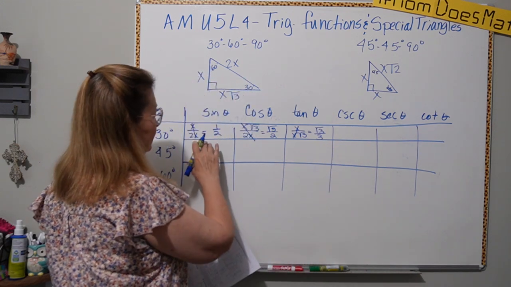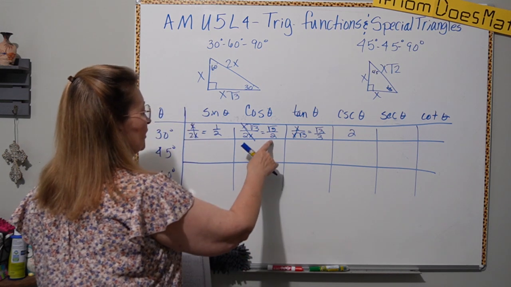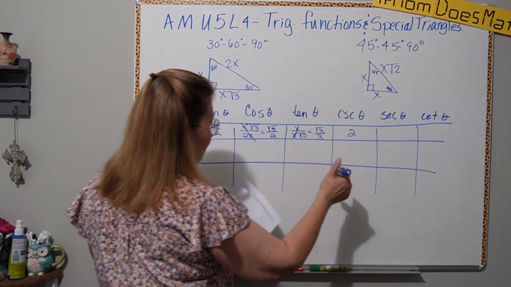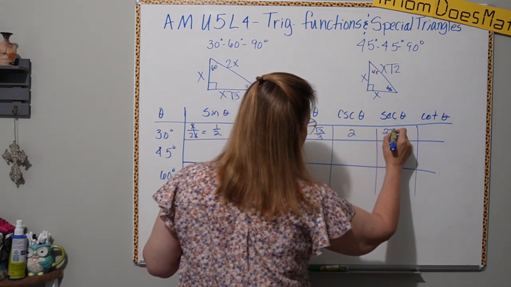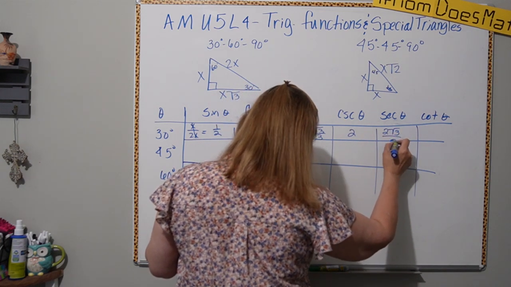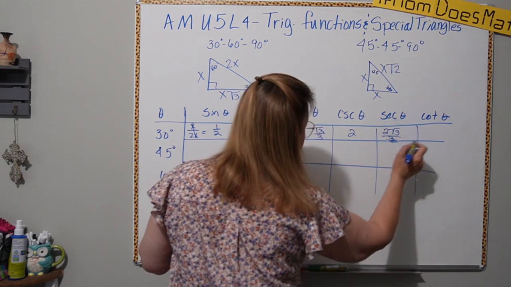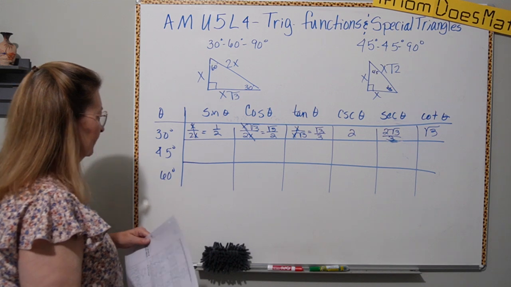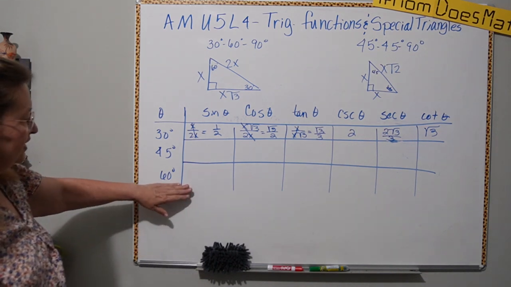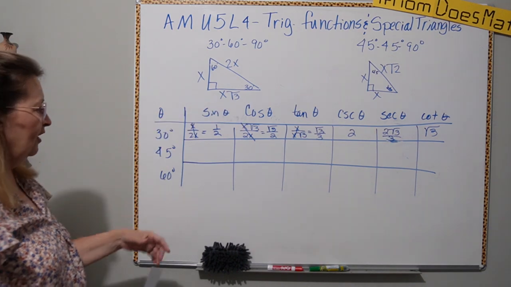All right, cosecant, we're just flipping the sine, so that's going to be 2. For secant, we would flip this and then rationalize. So that's going to give us 2 square root of 3 over 3. And then our cotangent will just reduce down to square root of 3. Okay? Now let's come down here and do the 60-degree one so we can finish up this triangle, and then we'll do the 45 one.